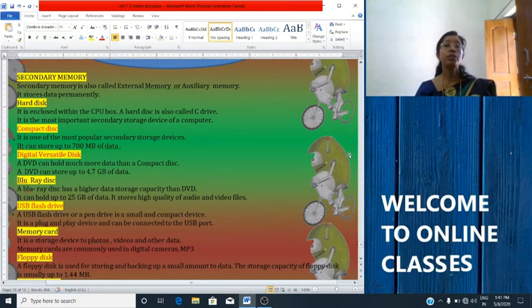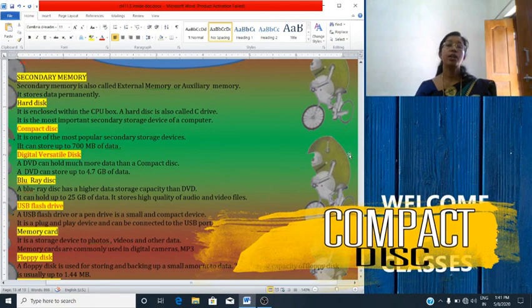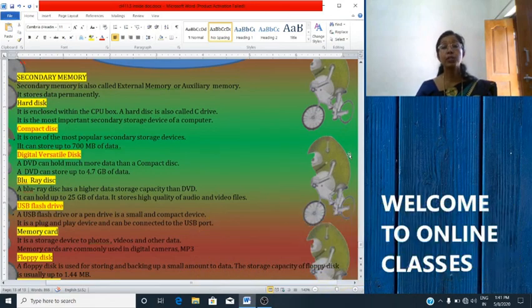Then we studied about compact disk. It is one of the most popular secondary storage devices, mainly used for storing movies, songs, games, even computer data. Storage capacity of a CD is 700 MB.